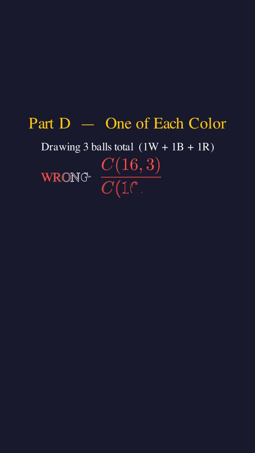1 ball of each color. So we are drawing 3 balls total. 1 white, 1 black, 1 red. The wrong move? Just writing C of 16, 3 on top too. That ignores the color restriction entirely. The right move? Multiply the choices for each color separately.